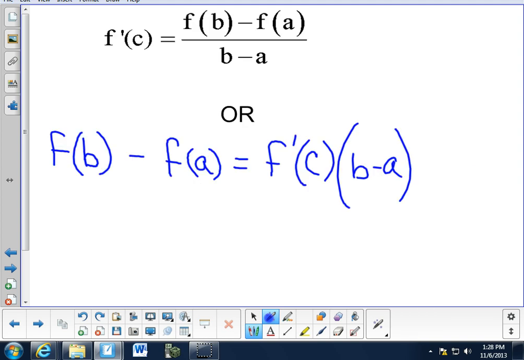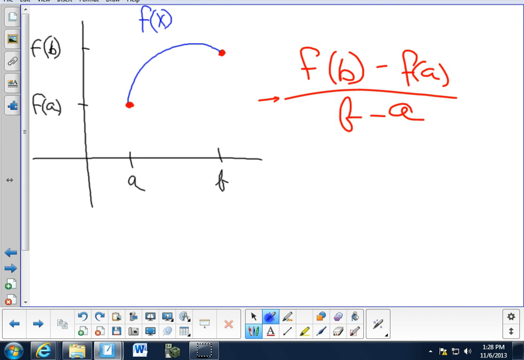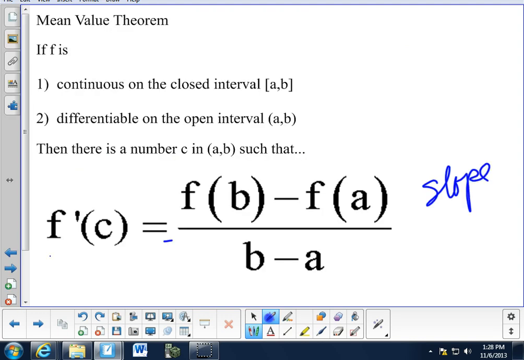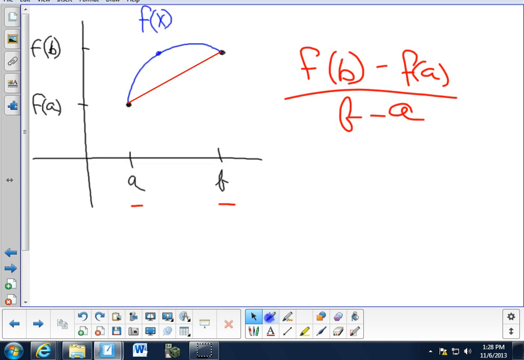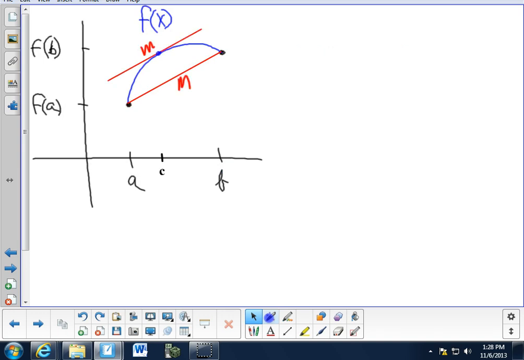I'll come back to this page in a second. This equation is simply the slope of the line from A to B. That's that line. And so the mean value theorem is saying that somewhere on that curve, there's a place where the slope of the tangent line is the same as that equation. There's some place on this curve where the slope of this red line is the same as the slope of the tangent.